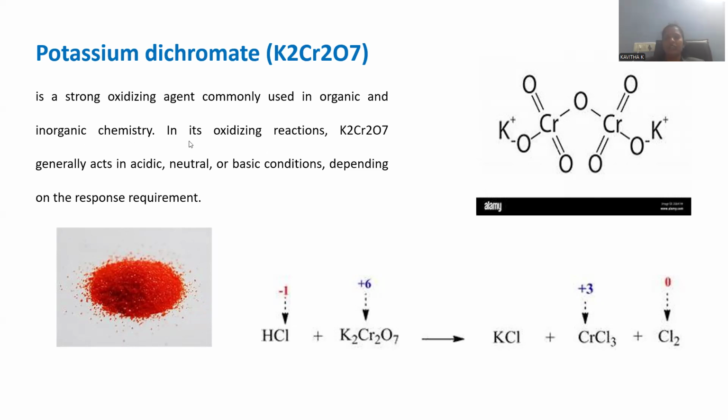In its oxidation reactions, potassium dichromate generally acts in acidic, neutral, and basic media. In all possible conditions, it is able to work and it is able to oxidize some other species depending on the requirement. For example, potassium dichromate upon reacting with hydrochloric acid, there is a provision for the formation of KCl and CrCl3. And in addition, you can also obtain chlorine as one of the products here.